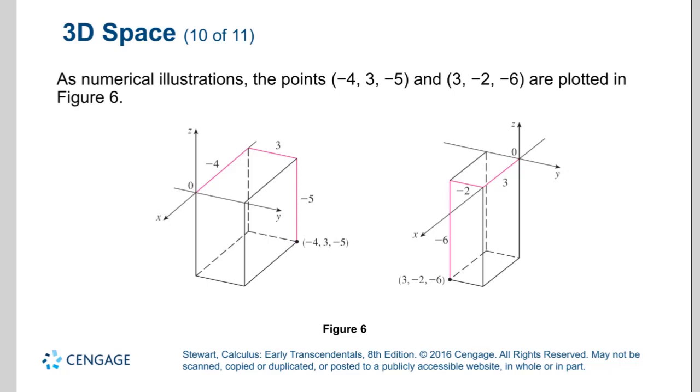3, -2, and -6. I go 3, so I'm going to go positive, forward on the x-axis. Then I'm going to go on the left side on the y-axis, the -2. And then I'm going to go down again, -6 in this situation. So that's how we would graph in 3 dimensions.